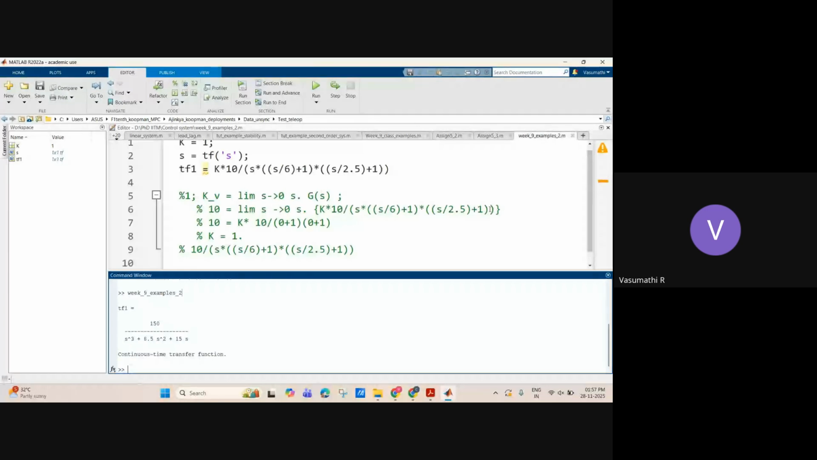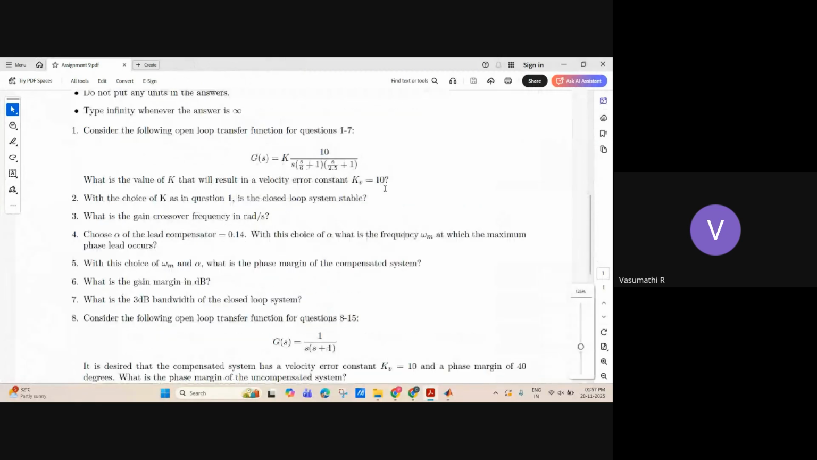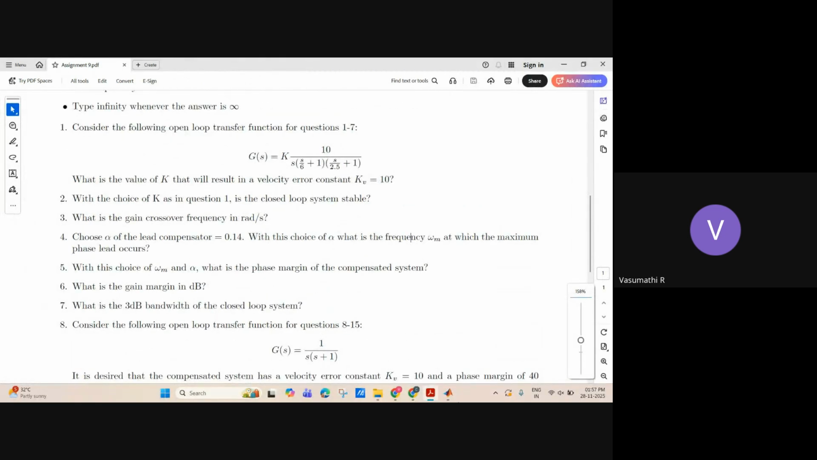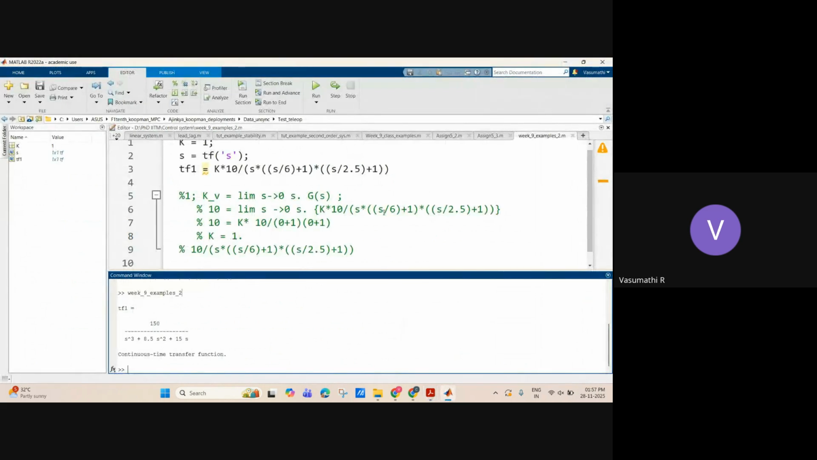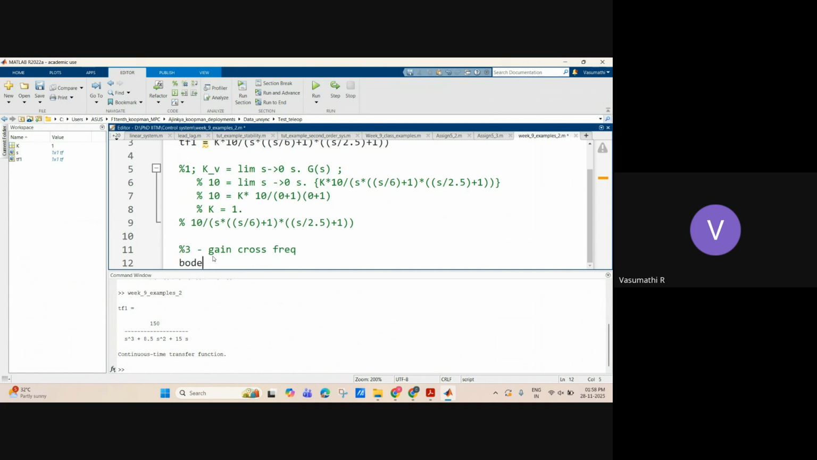Okay, right. Now we will see what is the next question. Next question asked, what is the gain crossover frequency? For this, we have to plot Bode. So we are plotting Bode for the third question. Gain crossover frequency they have asked. For this, I am going to plot Bode for the transfer function.